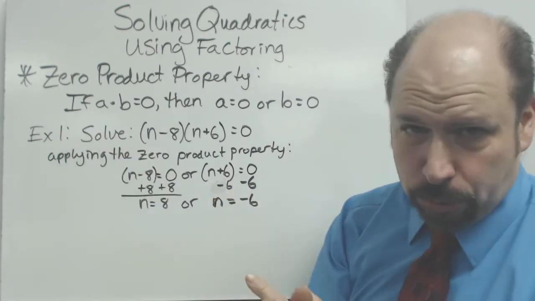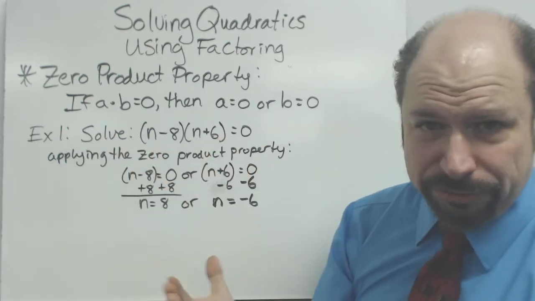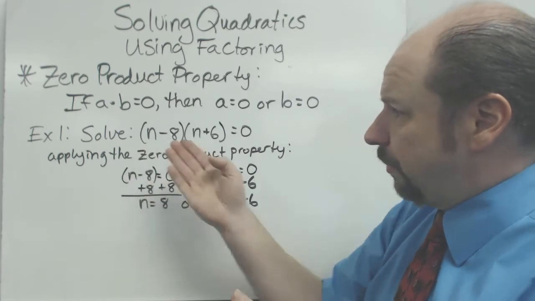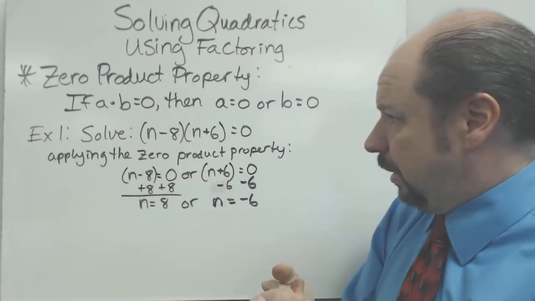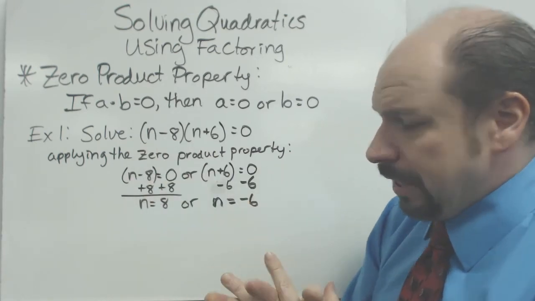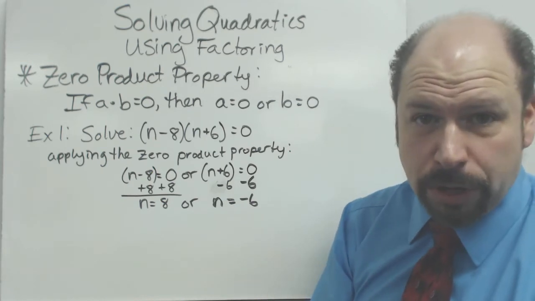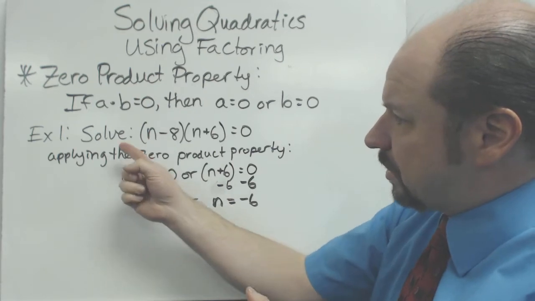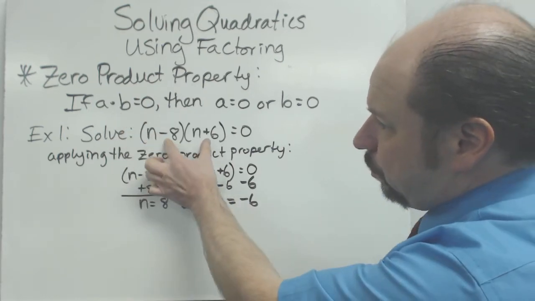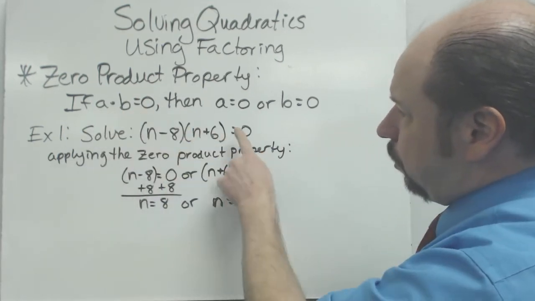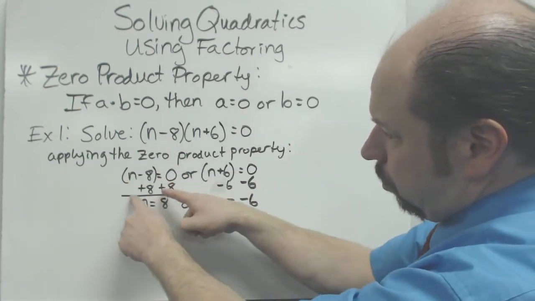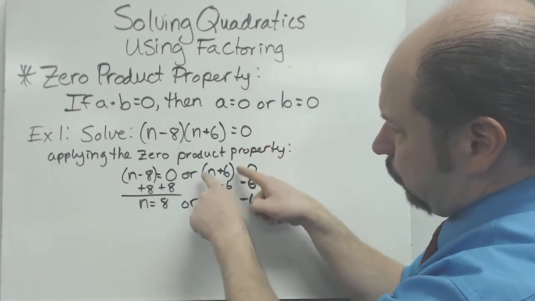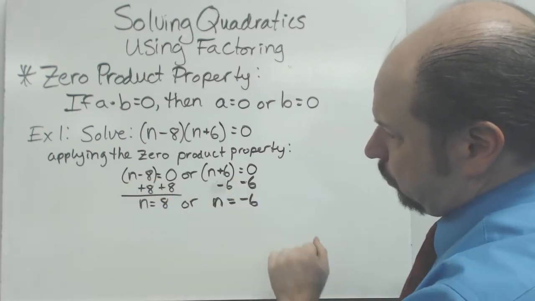So for our first example, we're just going to start out real easy. This one's already factored for us. So we're going to solve n minus 8 times n plus 6 equals 0. We're going to apply the zero product property to that. Since we have these two things multiplied together that equal 0, either a is 0 or b is 0. So this would be a, this would be b.